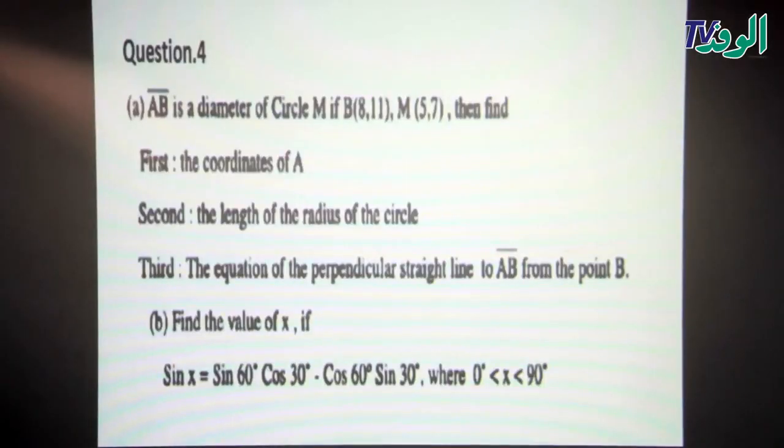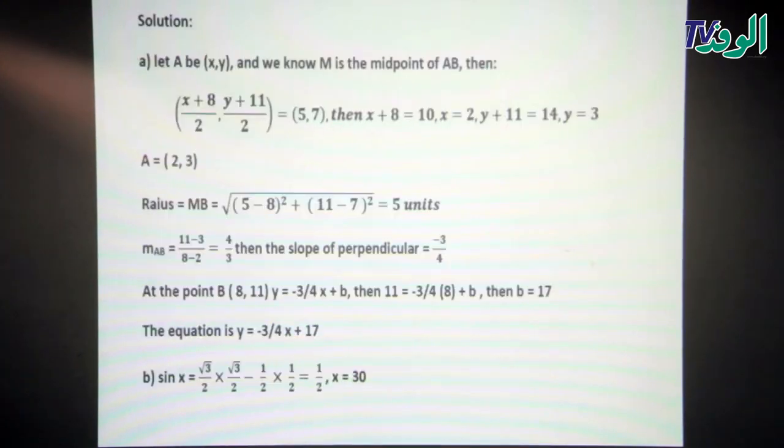Let's start question number 4. AB is diameter of a circle, B is 8 11 and M is 5 7. Number 1. First, the coordinates of the point A. طيب حبايبي من شوية كنا بنحل سؤال في المالتيبل choices وكان مدينا ان AB diameter وقلنا ان السنتر هو the midpoint of diameter. مظبوط؟ According to this احنا هنعتبر ان السنتر مش عندي اللي هو 5 7.